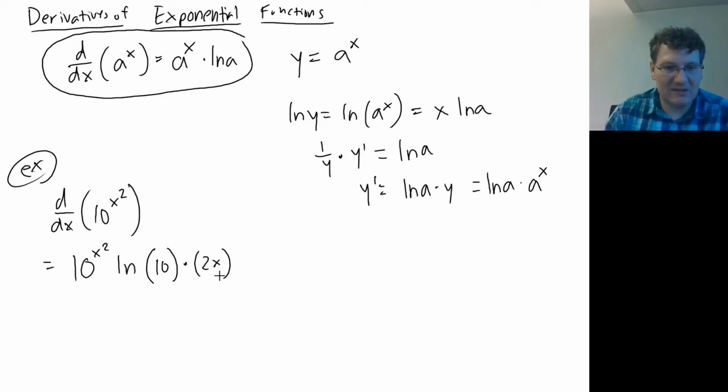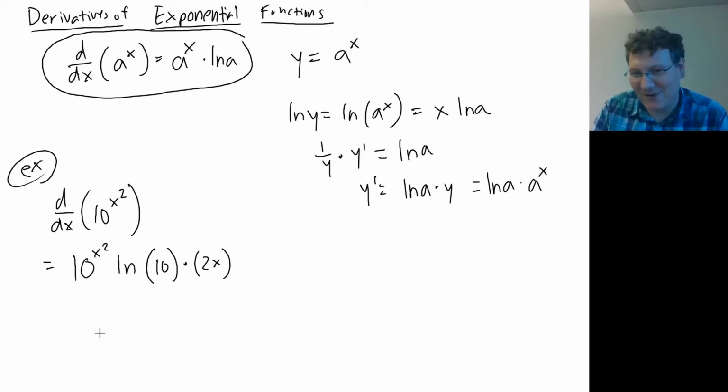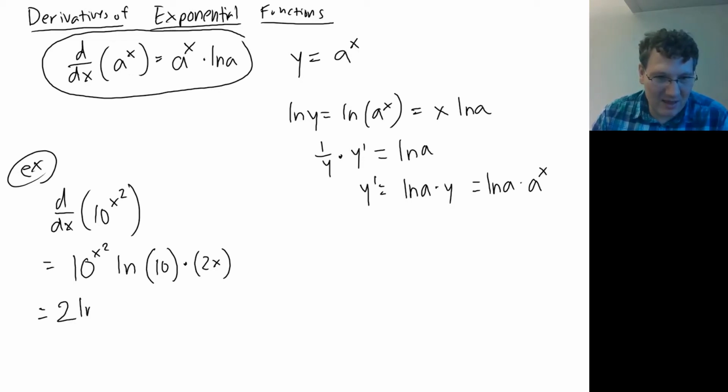Another way you could handle this thing, yeah, I was thinking of something else. Yeah, this is how you would handle it. How would we clean this up a little bit? Well, you could write 2 ln 10 times x times 10 to the x squared. Yeah, I mean, it doesn't clean up really much.